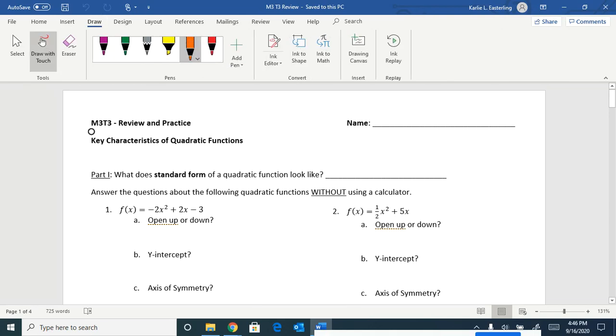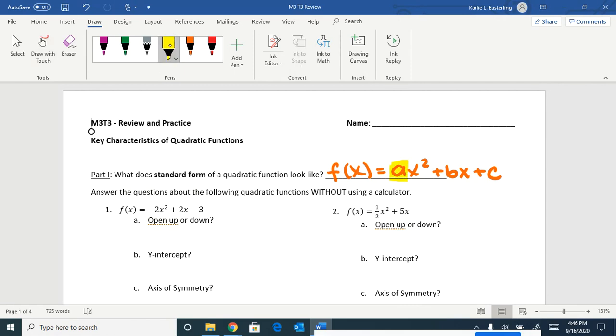Let's do it in orange. So hopefully at this point, you know what the standard form of a quadratic function looks like, and that is f of x equals ax squared plus bx plus c. Whenever we were doing the key characteristics and I was asking for a equals, the only thing that I need is that a value. I don't need that x squared, and the only thing I need is that b value and that c value. Those are the only parts that I would need if I were to ask you a question like that.